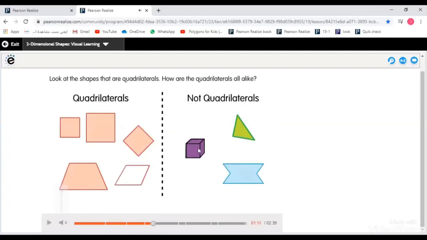As you see here, the cube is not a quadrilateral. Why? Because it is 3D. It must be just 2D. The quadrilaterals all have 4 sides. The quadrilaterals all have 4 vertices. The quadrilaterals all have 4 angles.